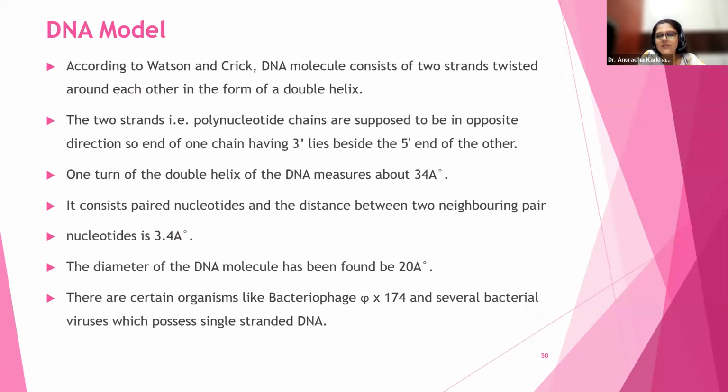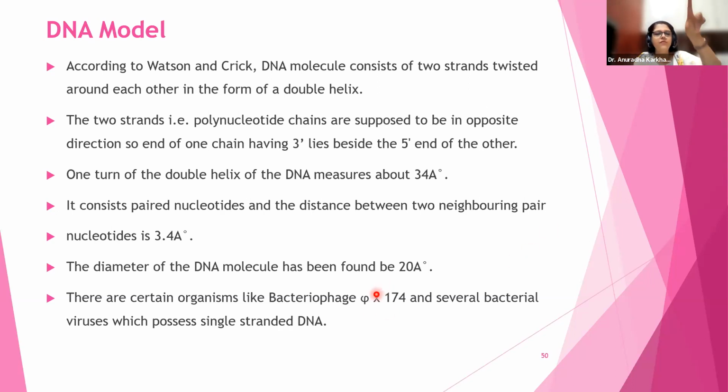There are certain organisms like bacteriophages, like phi X174, and several bacterial viruses which possess a single-stranded DNA. If there is a single-stranded DNA, there is no question of making pairs. Bacteriophage, of course, is the virus which attacks bacterial cells. So they have single-stranded DNA and don't form base pairs. But in us, there are base pairs.